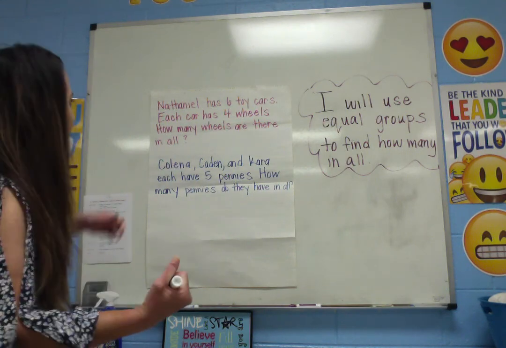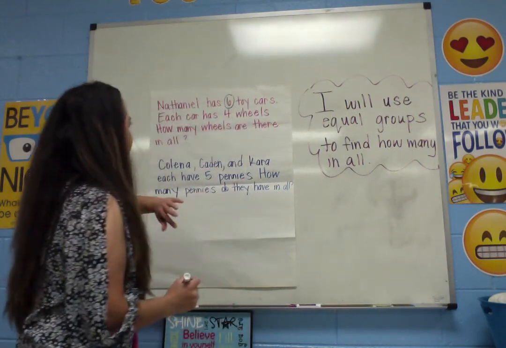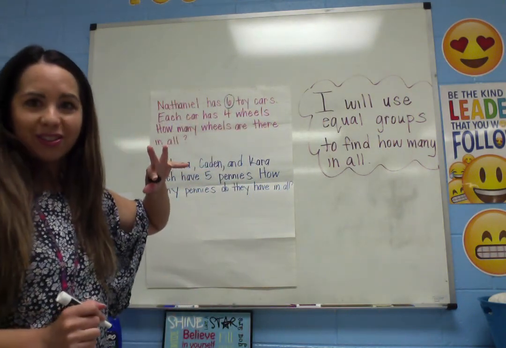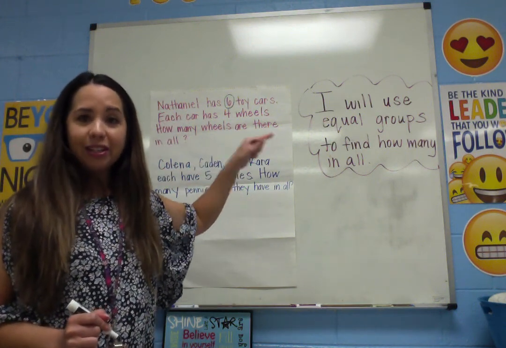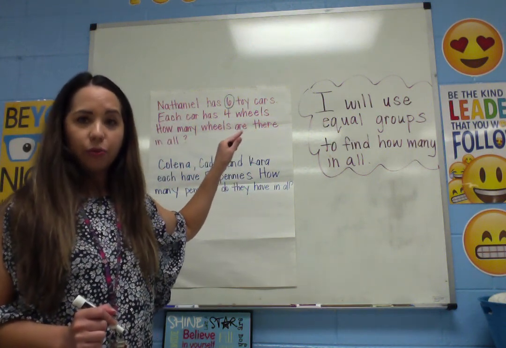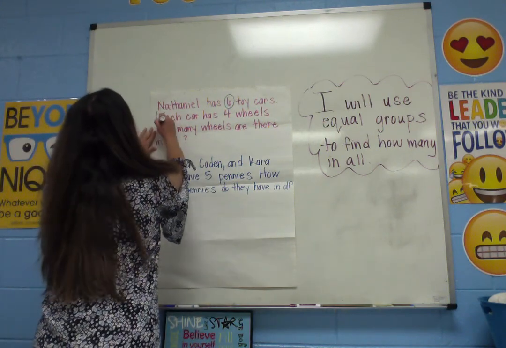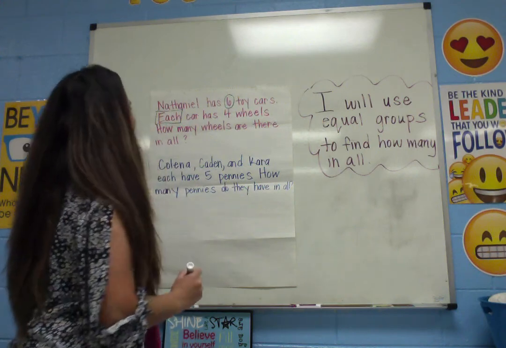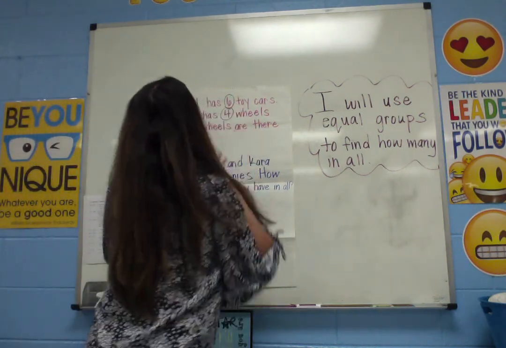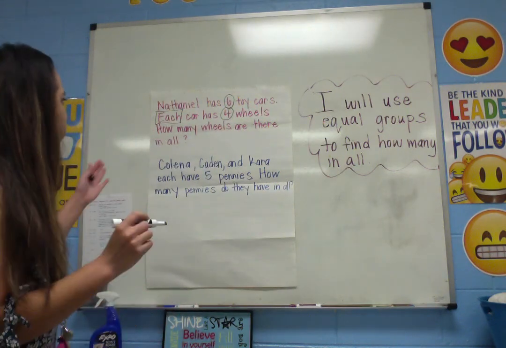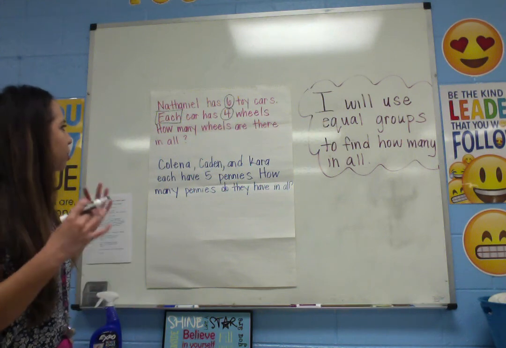Okay, so I know Nathaniel. Remember, we're going to circle important numbers. Nathaniel has 6 toy cars, okay? Now that we're in multiplication, you guys, this word right here is so important. Each. I'm going to box the word each. Each car has 4 wheels. Let me circle 4. That's an important number. Again, we are trying to find the total number. How many wheels are there in all?